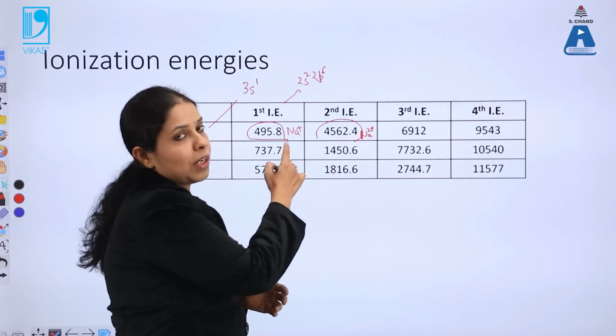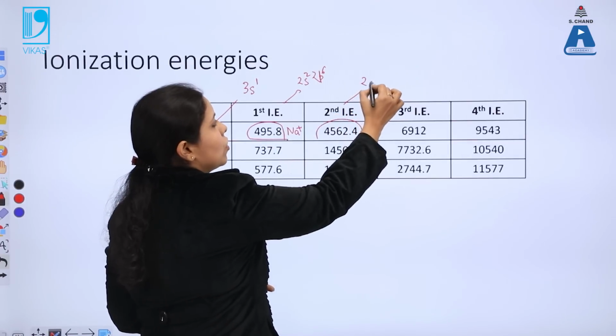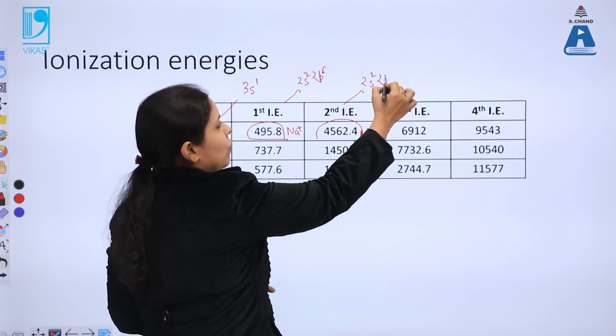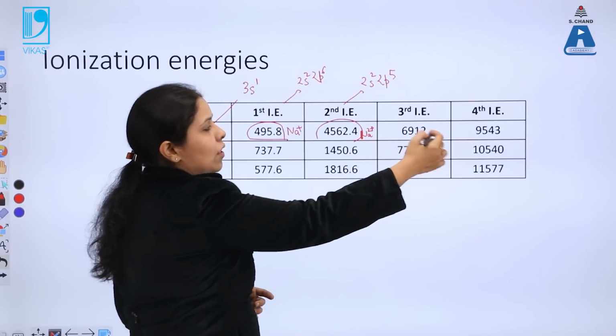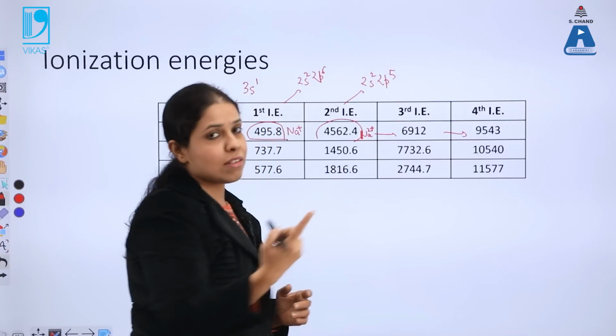That means 10 times greater than the first ionization energy. Then only we will get the configuration as 2s2 2p5. Similarly, the third ionization energy and fourth ionization energy always increase.